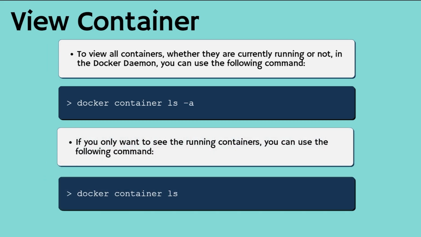To view all containers, whether they are currently running or not, in the Docker daemon, you can use the following command, docker container ls -a. If you only want to see the running containers, you can use the following command, docker container ls.